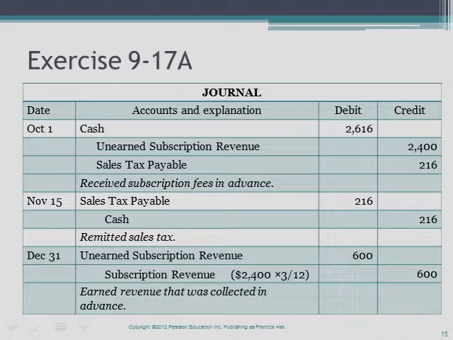And then on December 31, we made a necessary adjustment to unearned subscription revenue. We had provided the service for 3 months, so 3/12 times the $2,400, or the annual amount, resulted in a debit to unearned subscription revenue and a credit to subscription revenue.